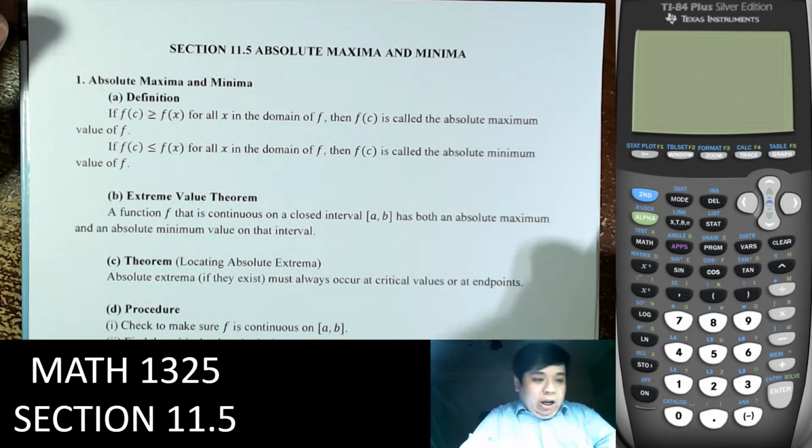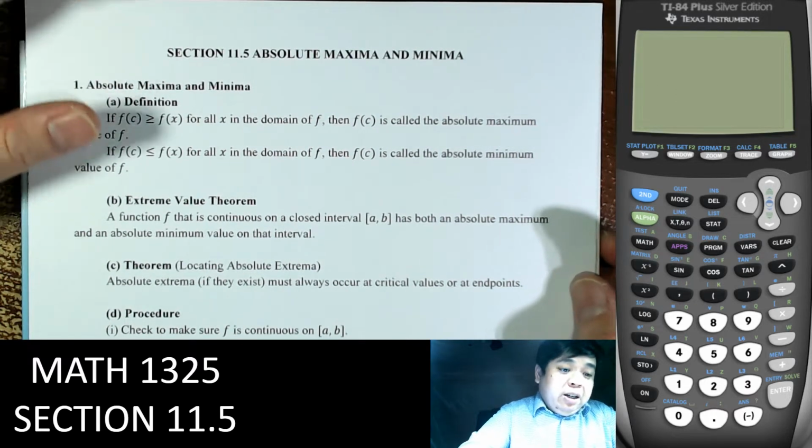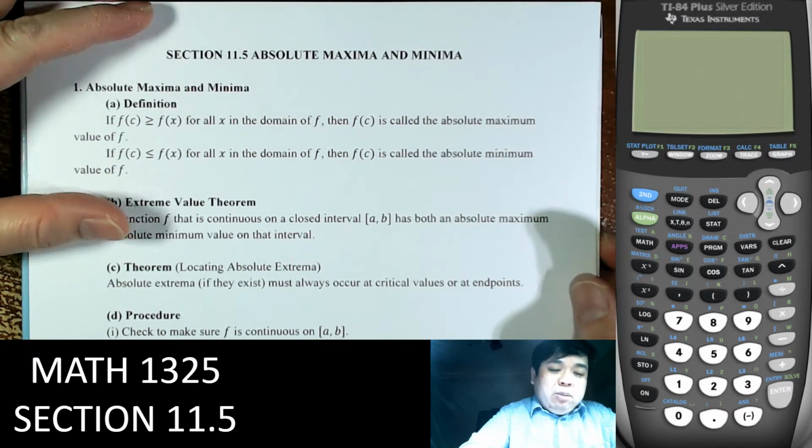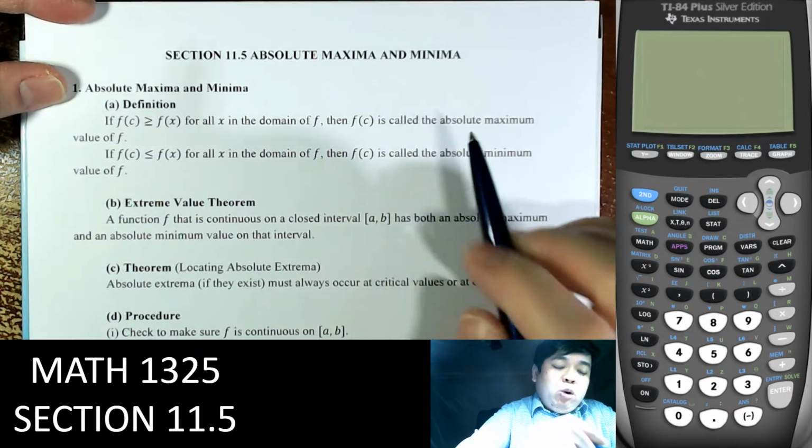Hi everybody, welcome to another video in Business Calculus, section 11.5, absolute maxima and minima. Maxima is the plural of maximum, and minima is the plural of minimum.